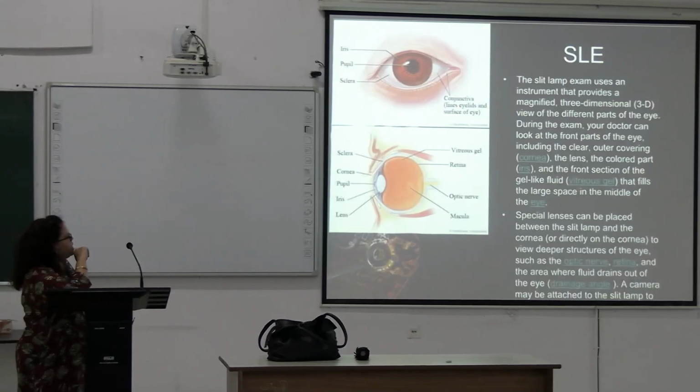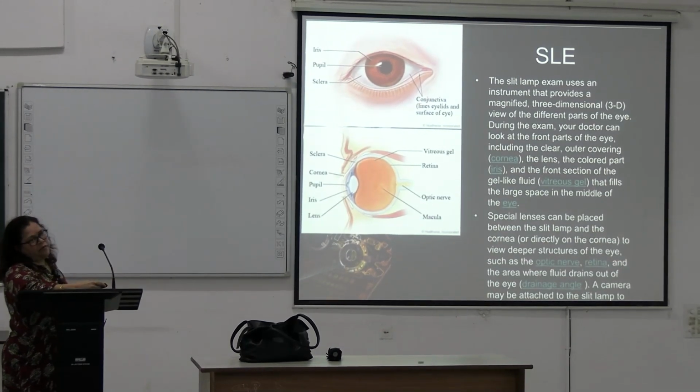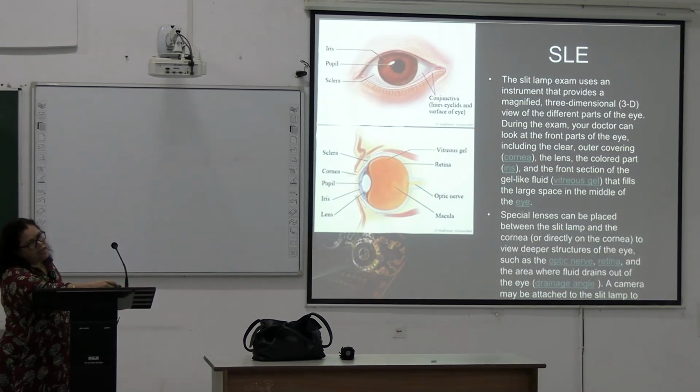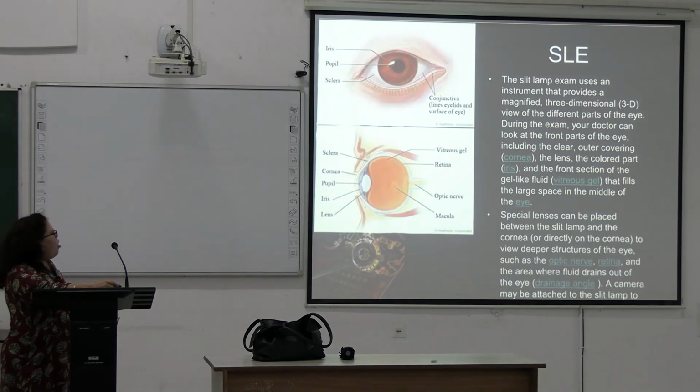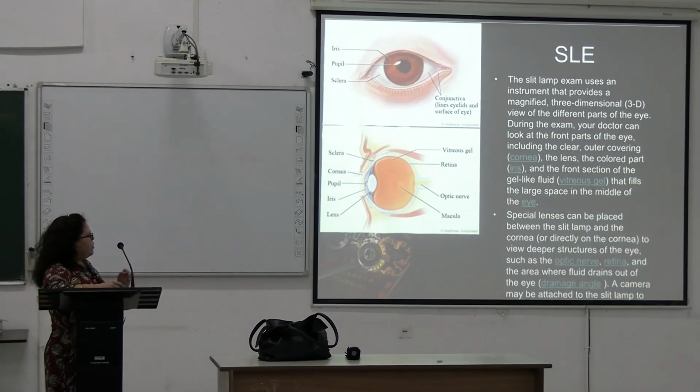Slit lamp exam uses an instrument that provides a magnified three dimensional view. We examine the patient with a three-dimensional view: anterior, posterior, and oblique illumination. During the exam, your doctor can look at the different parts of the front part of the eye, including the clear outer covering. First one is the cornea, then the lens, and after that the colored part is called the iris.